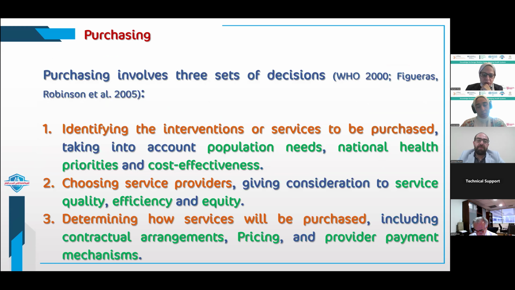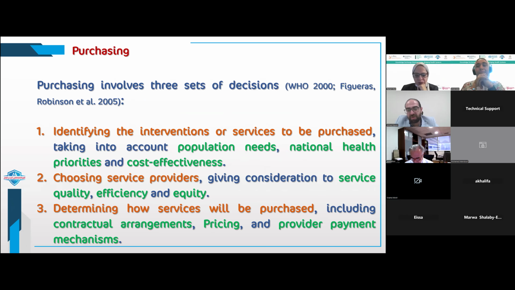So purchasing involves three main sets of decisions. The first one is identifying the interventions and the services to be purchased, which is the benefit design. And this is the core of today's webinar. In defining benefits and entitlements, we should always look into population needs, our national health priorities, as well as the cost effectiveness of these services and interventions and their budget impact as well.